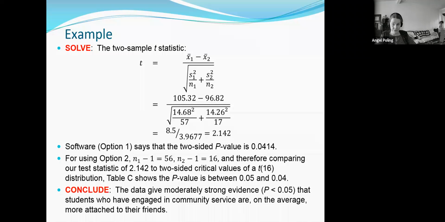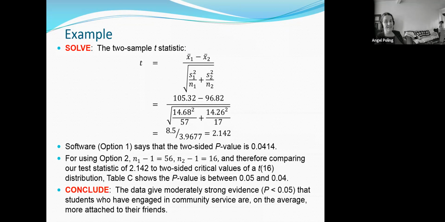To conclude, the data give moderately strong evidence. So our p-score is between these two values. So we're a little greater than the 0.04, but still less than the 0.05, right? And that means that students who have engaged in community service are on average, here they say more likely to be attached to their friends, but they didn't say if there was an indication of which group it was.